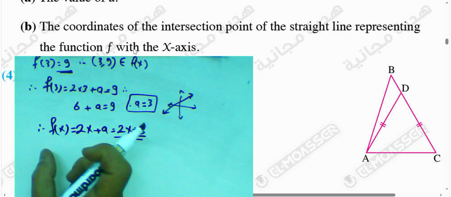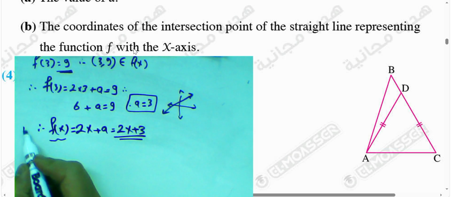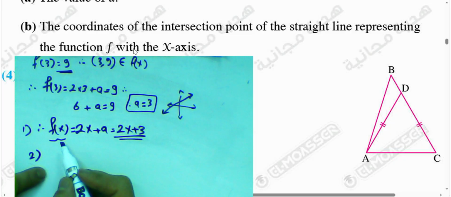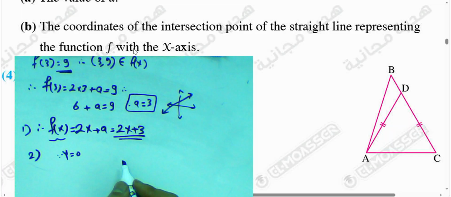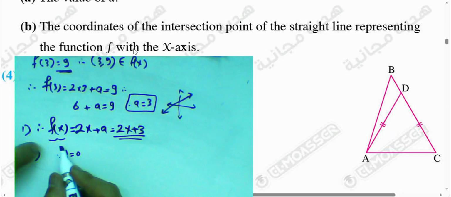We will put f of x as number 1. Okay, number 2, we can put f of x equal 0 such that the straight line cuts the x-axis, it means y equals 0. Y here means f of x.